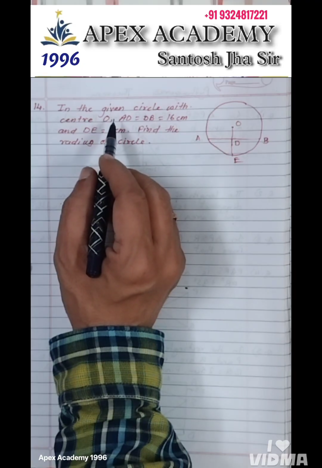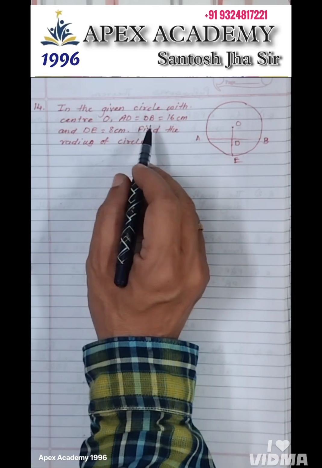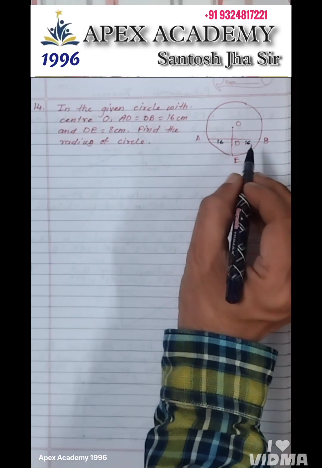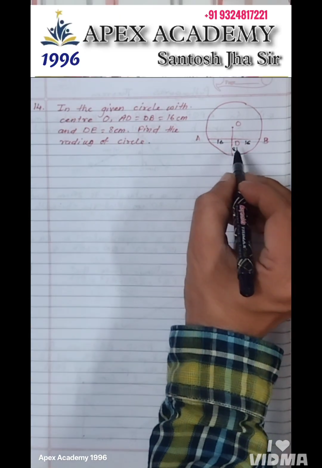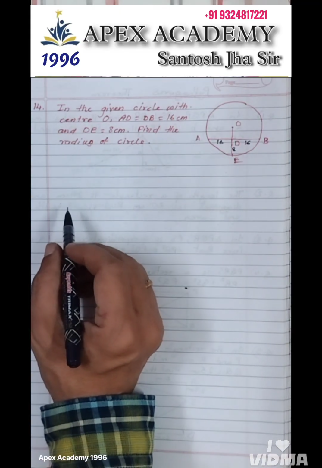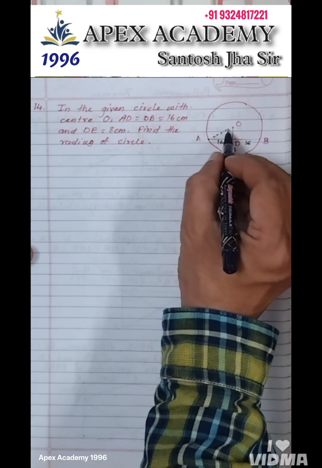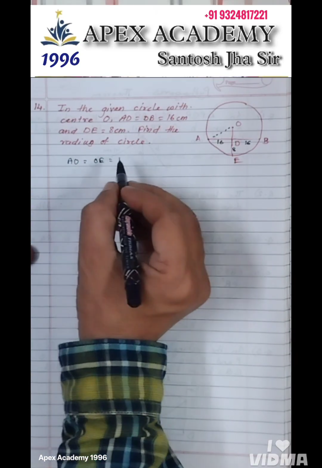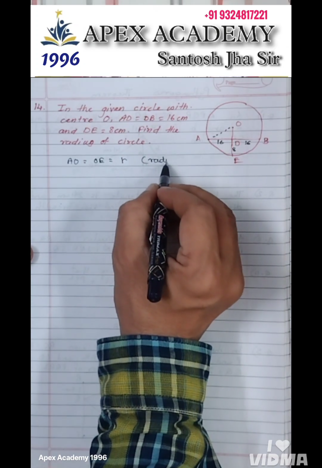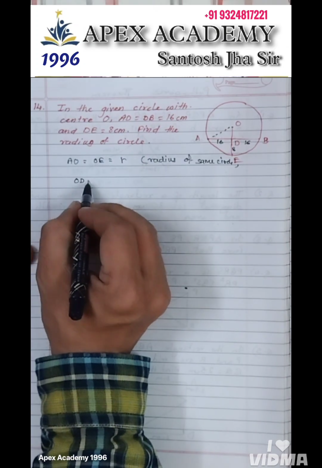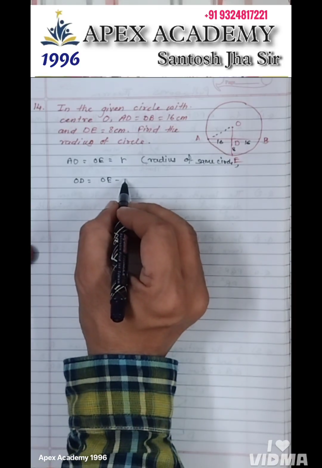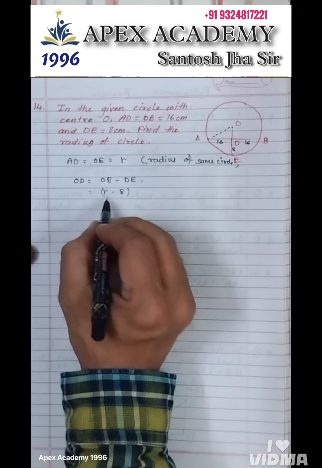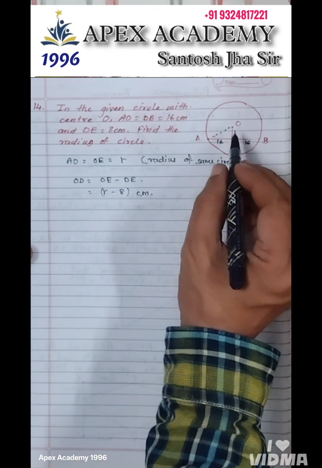Now see in this sum, it is again given in the given circle AD equals DB equals 16 centimeter. So AD and DB both are 16. DE is 8. Find the radius of the circle. So again we'll join AO, and AO equals OE. Both are radius of the same circle. So now we'll find OD. So OD is OE minus DE. So OE is R and DE is 8. It is given. So now OD also we got.